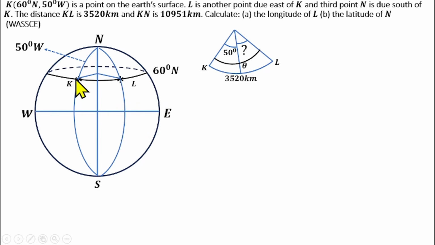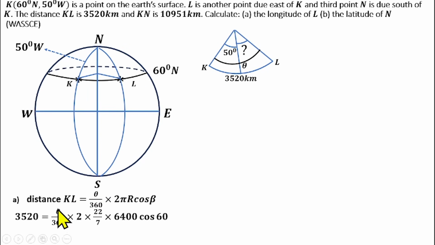The distance is along that parallel of latitude 60 degrees north, which is a small circle. So I'm going to find the distance along a small circle. Distance KL will be theta over 360 times 2 pi r cos beta, which is the formula for the distance along a small circle. Then distance KL, 3,520, equals theta over 360 times 2 times 22 over 7 times 6,400 cos beta, which is the latitude they are both on, 60 degrees.